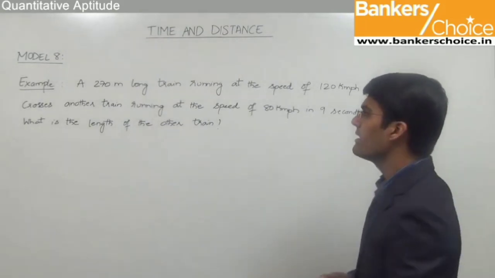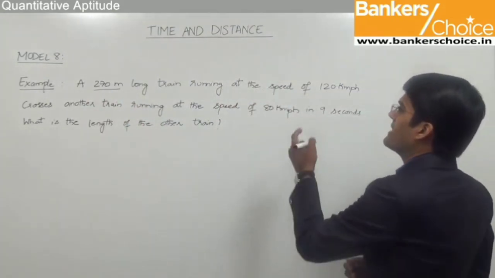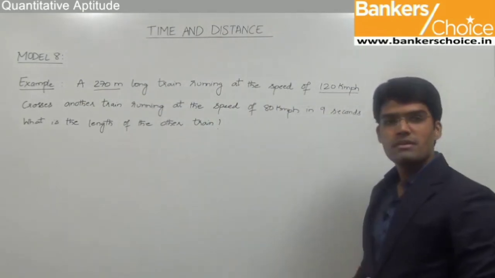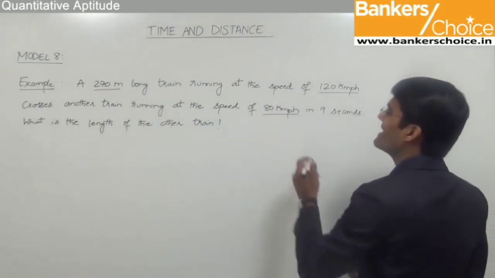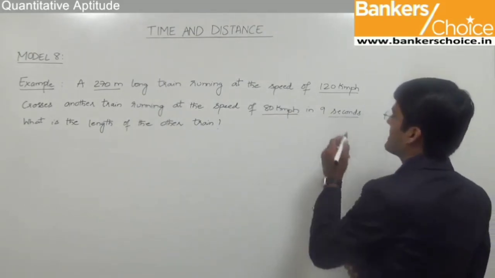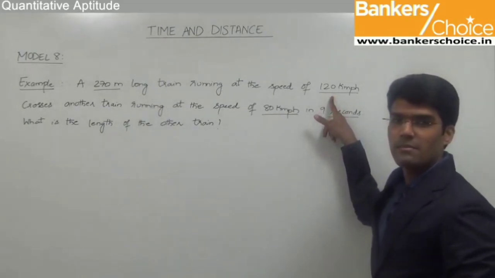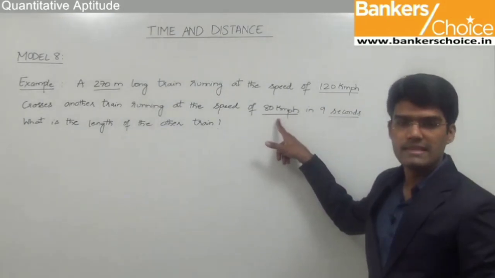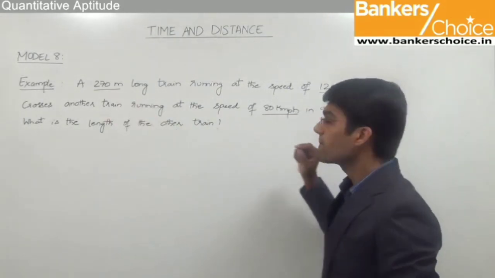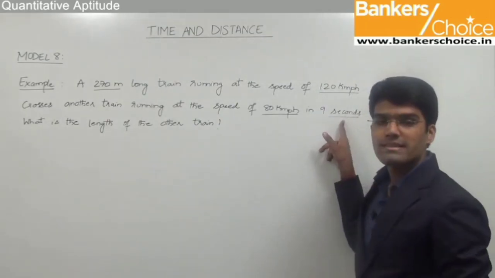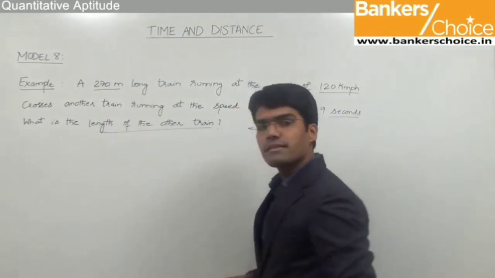So as you can see here, the length of the first train is 270 meters and it is running at the speed of 120 kilometers per hour, and it crosses another train running at the speed of 80 kilometers per hour in 9 seconds. So very clearly we know the speed of the first train, that is 120 kmph, speed of second train 80 kmph. The length of the first train is 270 meters and the time taken to cross is 9 seconds. We are supposed to find out the length of the other train.